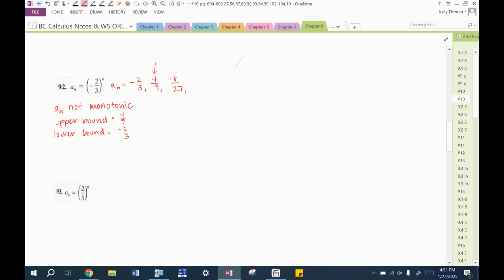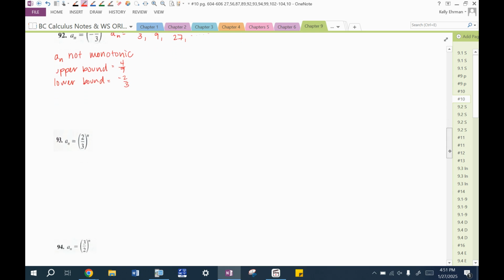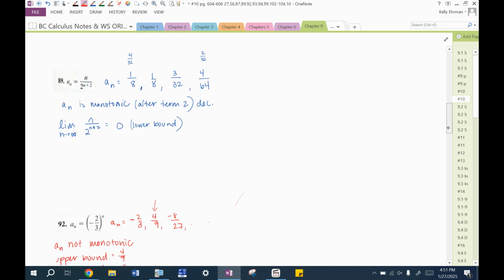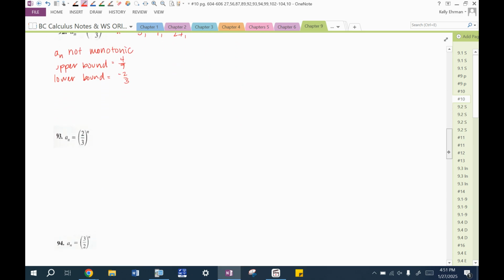Now, I'm only showing you both bounds on this one because it's not monotonic, so it's not like one has more importance than the other there. I'm just answering that question. And I could answer the upper and the lower for any of these too. I probably did on my answer key.